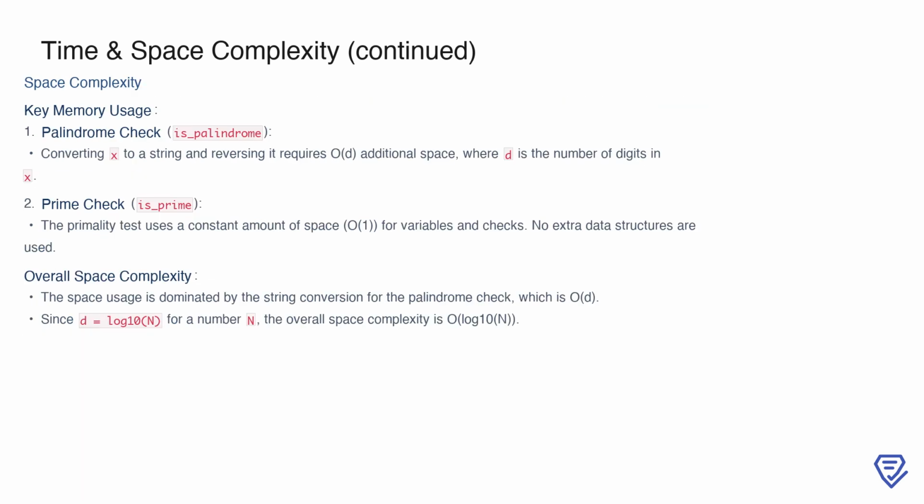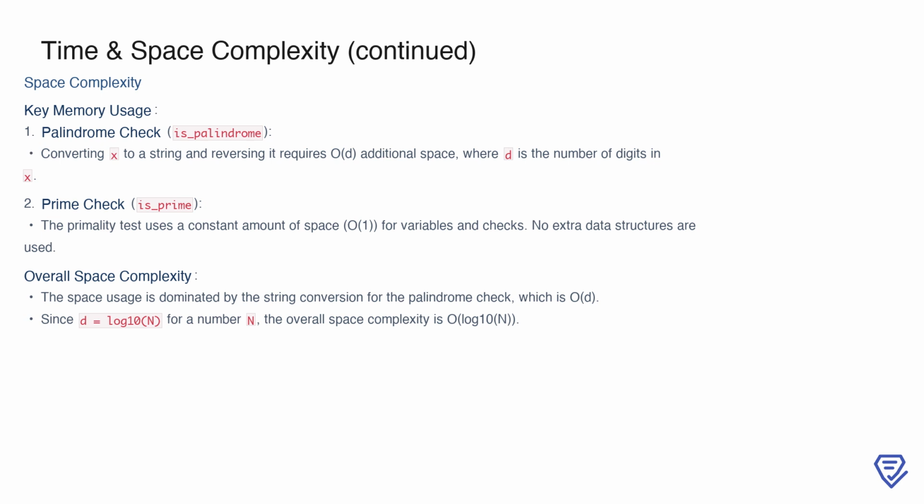Switching to space complexity, the memory usage of the solution is highly efficient. Starting with the is_palindrome function, converting a number x to a string and reversing it requires additional space proportional to the number of digits in x, which is O(D). Here, D represents the number of digits. For the is_prime function, the primality test operates in constant space, using only a fixed number of variables for calculations and checks. No additional data structures are employed.